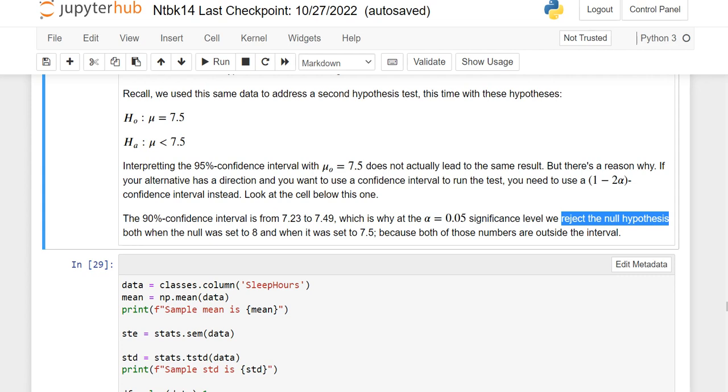Remember, if the 7.5 were in the interval, right? If it were actually in here, we would fail to reject the null. If it falls outside of the interval, right? If it's beyond one of the endpoints, then we reject the null, which is why they choose to reject the null hypothesis. So they're just showing you how to use this as a hypothesis test. And yes, there is one hypothesis test to do like this.